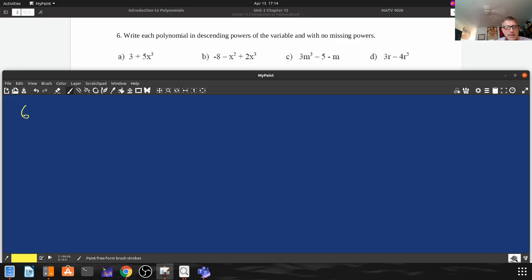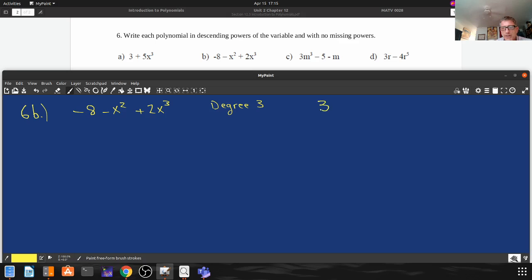So this is 6b. So again, I have minus 8 minus x squared plus 2x cubed. So this is a degree 3 polynomial. And whenever you're asked to do this, all they do is polynomials in a single variable, because the arrangement in descending powers takes on different forms. And that's something I actually just learned in my last graduate class, the very last one I took. So this is degree 3.